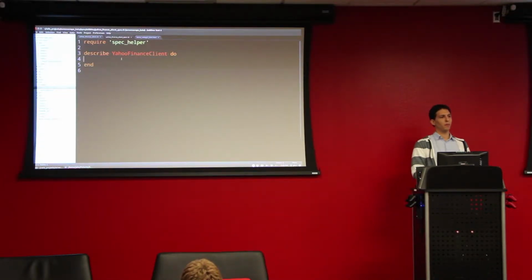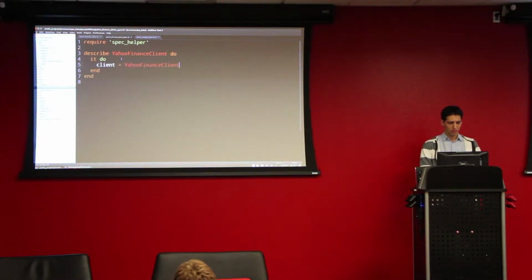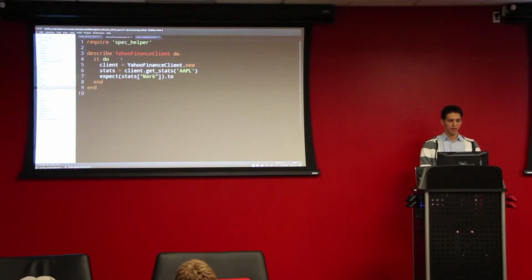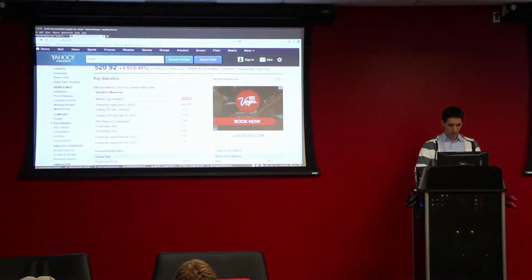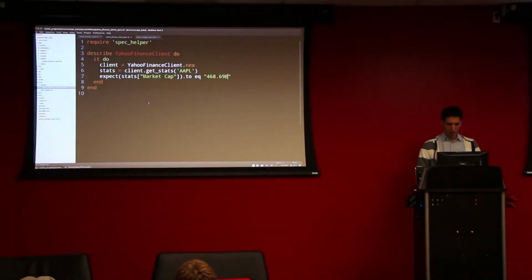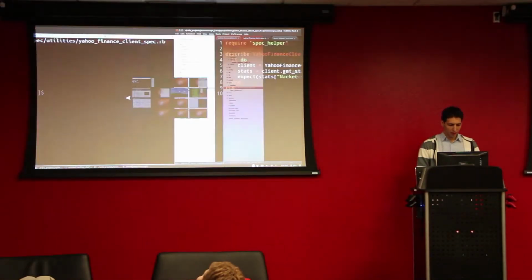Okay, so the nice thing about this spec is I can, before I do any coding at all, figure out what I want the end result to be. What do I want my class to look like when I instantiate it and when I activate and get those statistics? So let's do that now. First we'll need a client. And for that client, we will call getStats. We'll call that on a ticker symbol. So AAPL is Apple. And we'll save the stats. And then we'll expect the stats, if we access them like a hash, for the market cap to equal whatever the market cap of Apple is today: 468 billion.